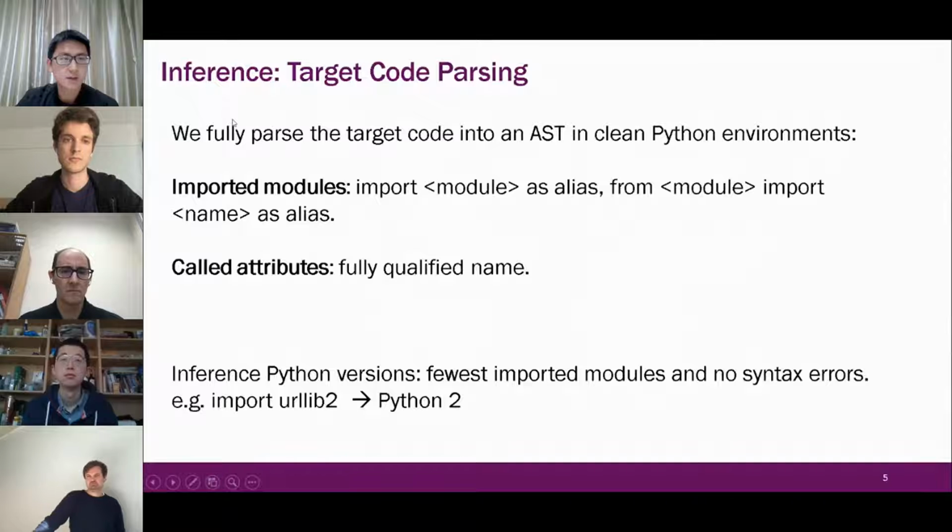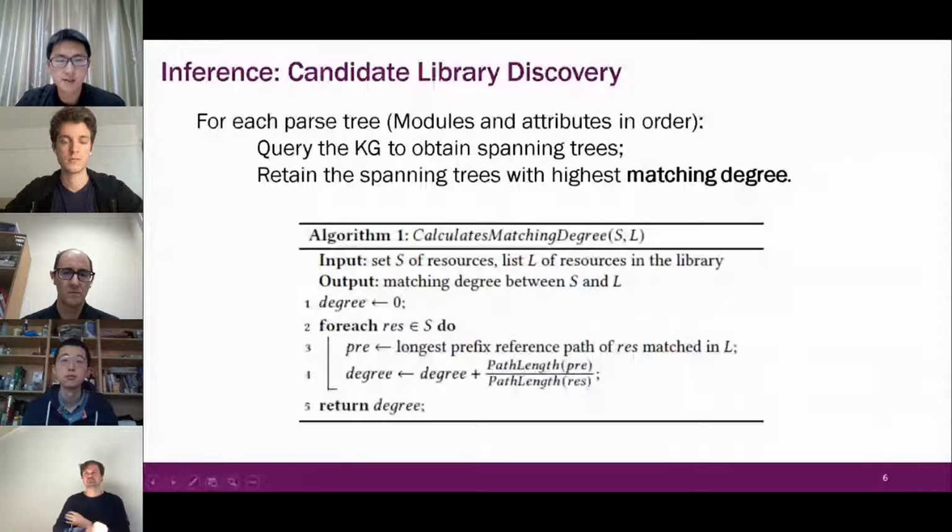To serialize the input, we first parse the target code into an abstract syntax tree and look for the imported modules and the code attributes. And the results of code parsing can be used to infer the Python versions. We define a matching degree based on the longest prefix match of the reference space. And for each parse tree, we calculate the matching degree for modules and attributes in order to discover the candidate libraries.